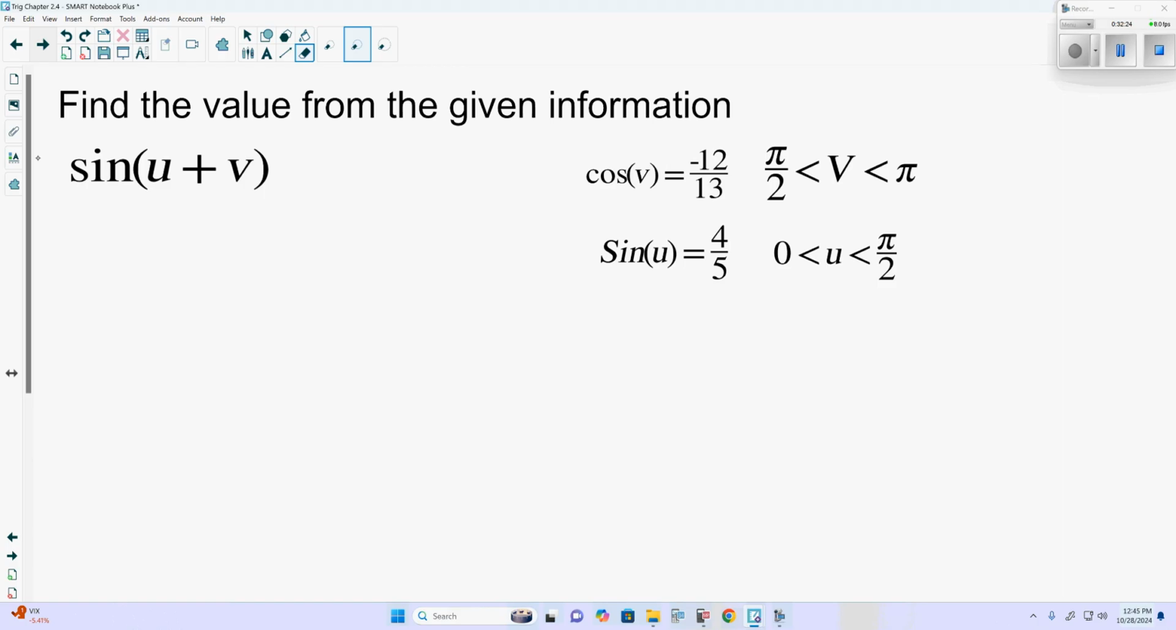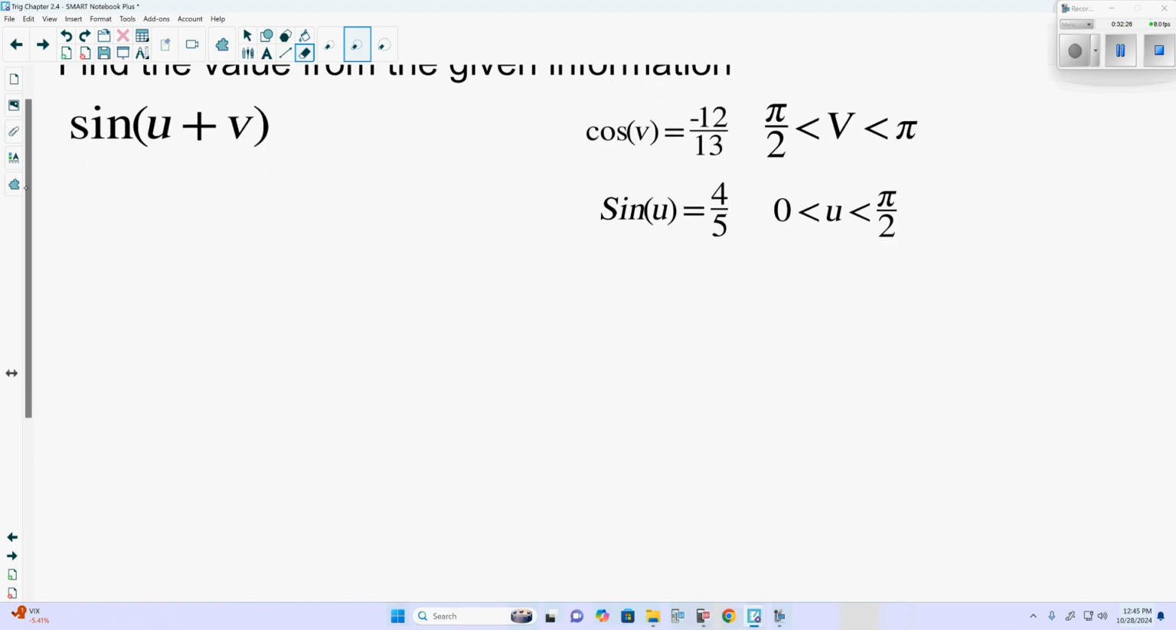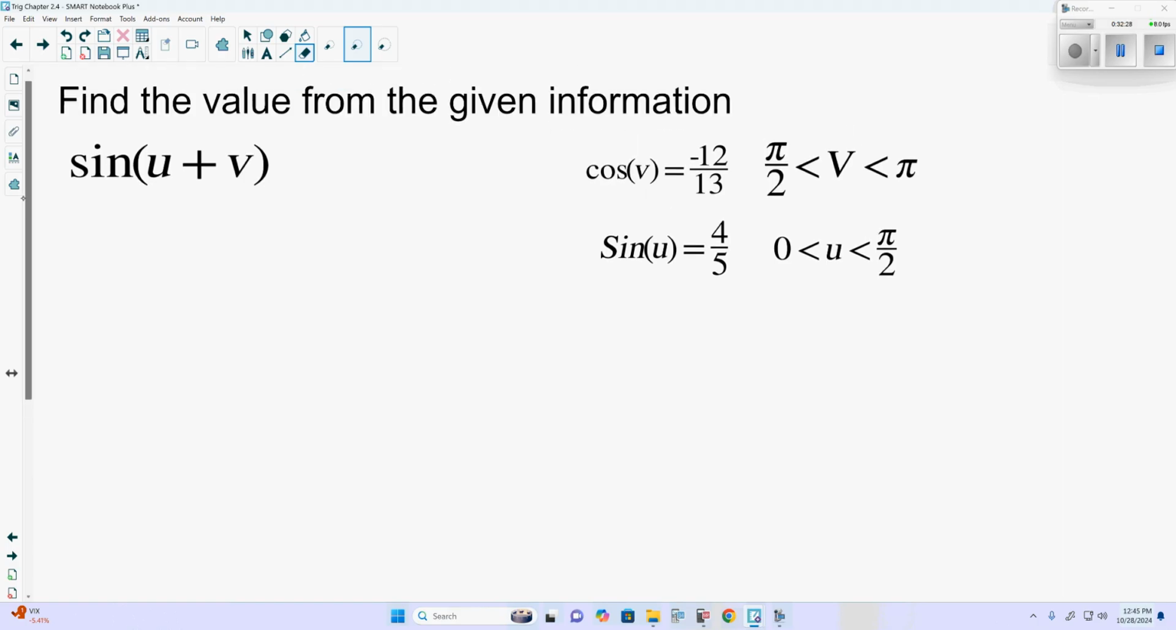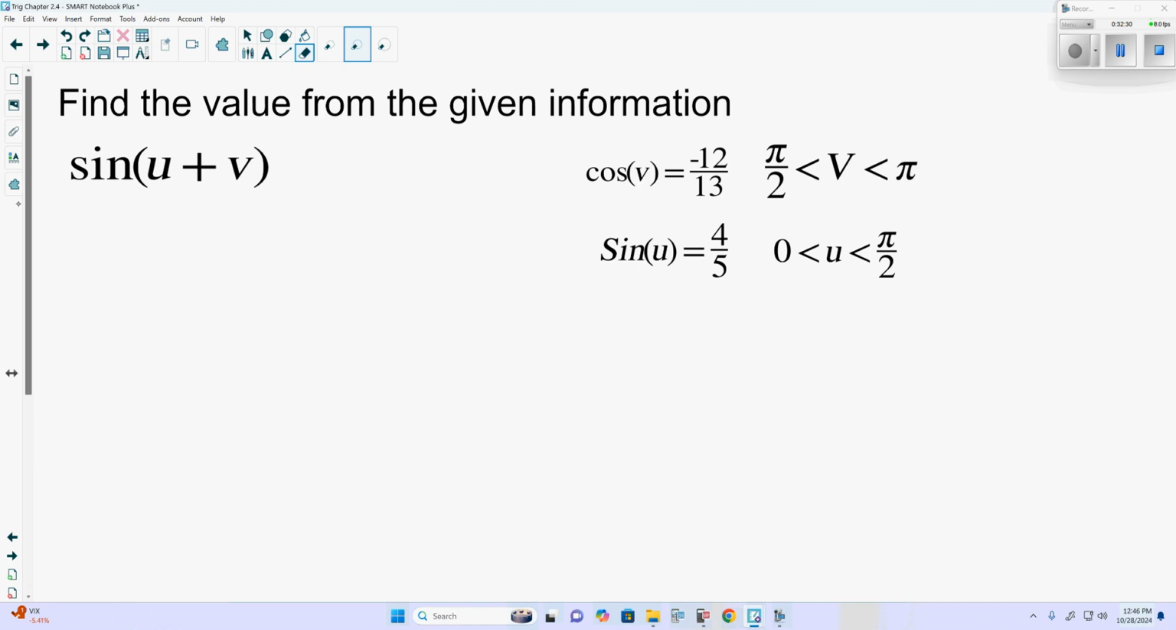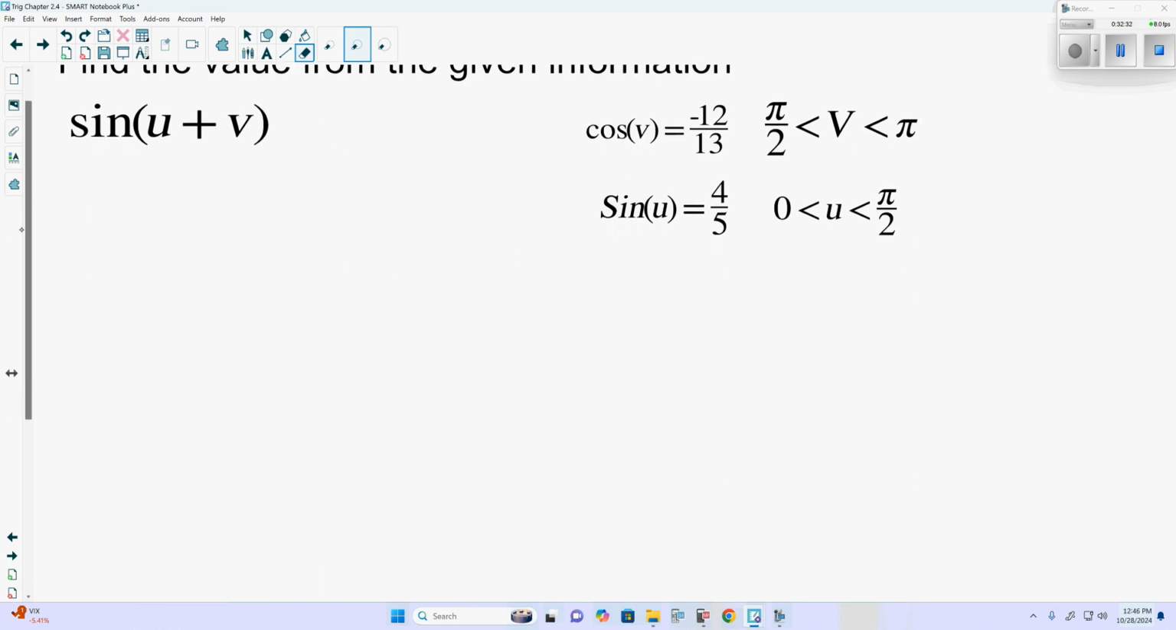All right. These here, sine of u plus v. Find the value from the given information. So they give us this here. They tell us cosine of v is equal to negative 12/13, and sine of u is 4/5. We want to find sine of u plus v.